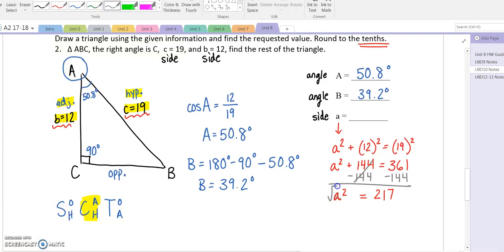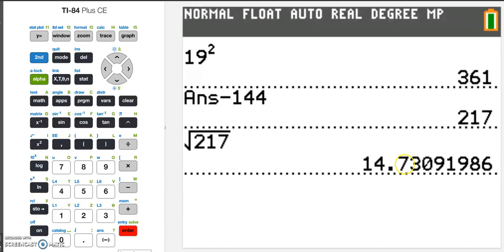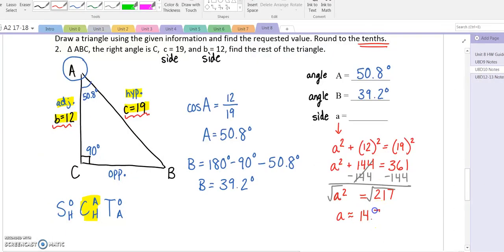And then we'd have to square root it. And again, remember, it's okay if you get decimals. Square root of 217 is 14.7. It's a 3 after it, so I'll leave it as a 7. And there's my third side. And that's it. I got everything I need.